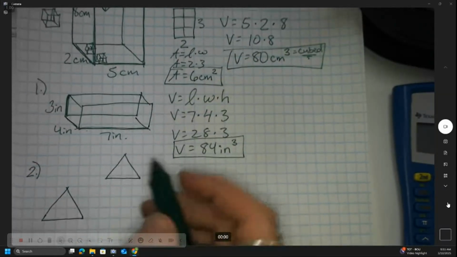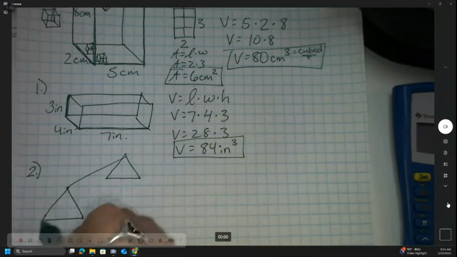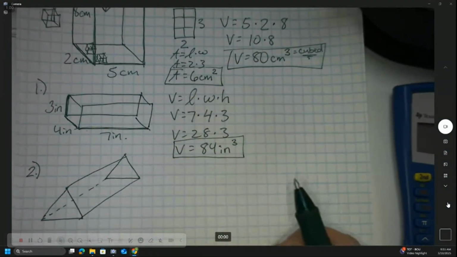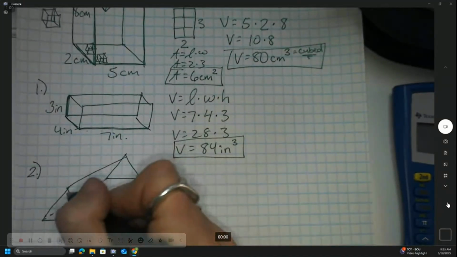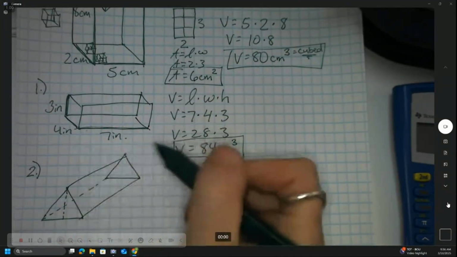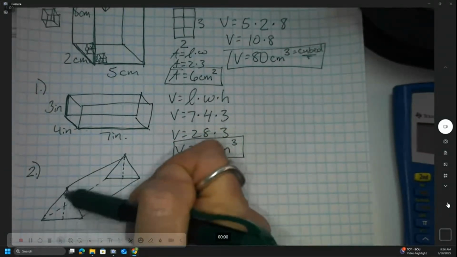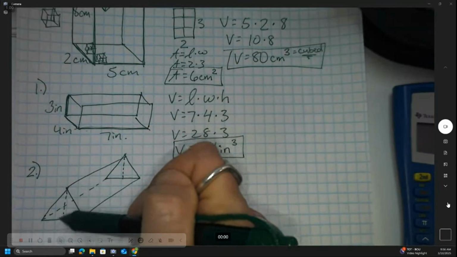Okay, draw 2 triangles, similar in size, and then connect the edges. This is the back. That's why I'm putting it dotted. And now we have our tent. We do have a height of our tent. The height right here is, again, what you see dotted. This is the height of that tent or triangular prism.